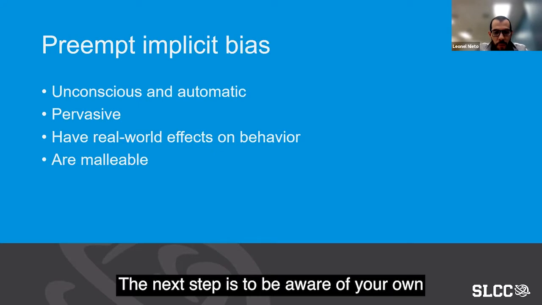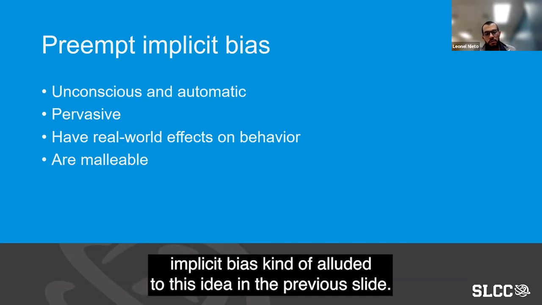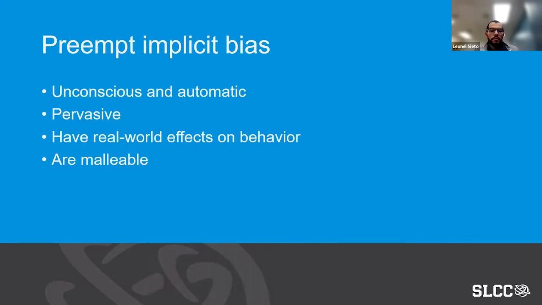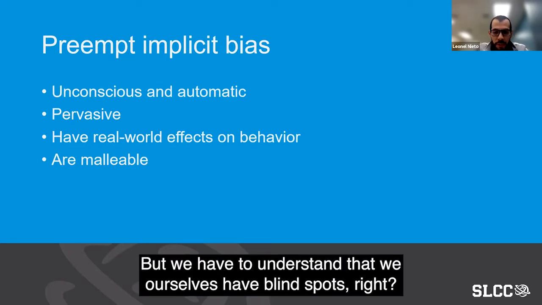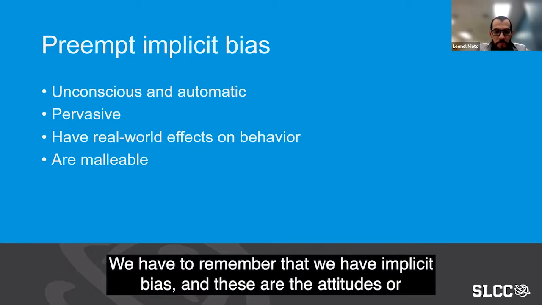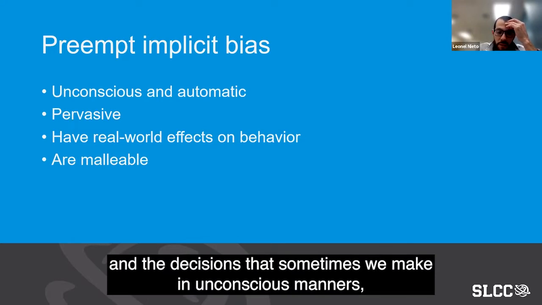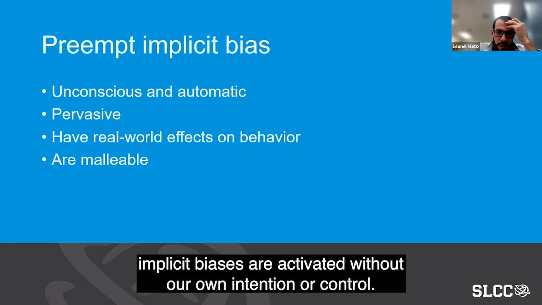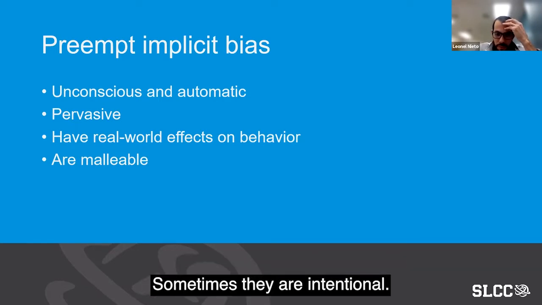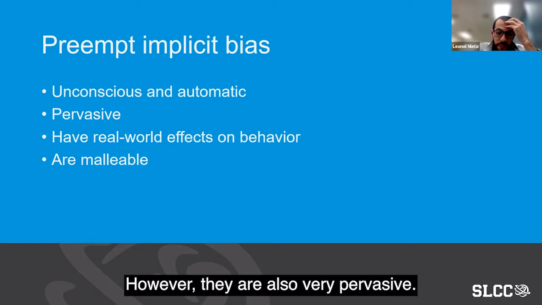The next step is to be aware of your own implicit bias. I kind of alluded to this idea in the previous slide, but we have to understand that we ourselves have blind spots, right? We have to remember that we have implicit bias, and these are the attitudes or stereotypes that affect our understanding, our actions, and the decisions that sometimes we make in unconscious manners. Implicit biases are activated without our own intention or control. Sometimes they are intentional, however. They are also very pervasive.